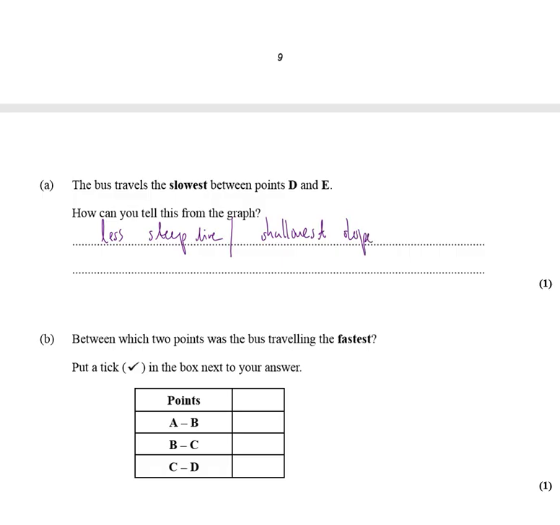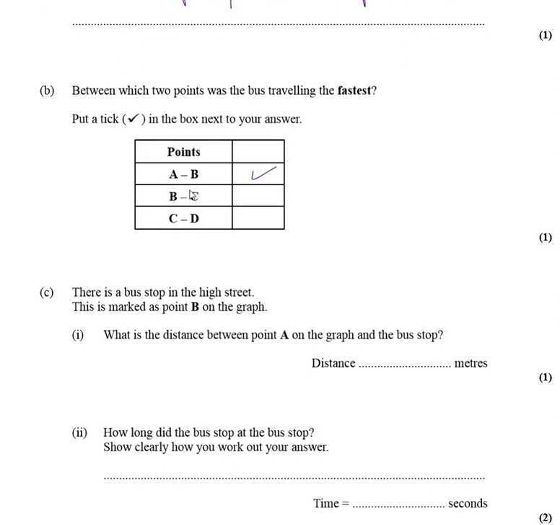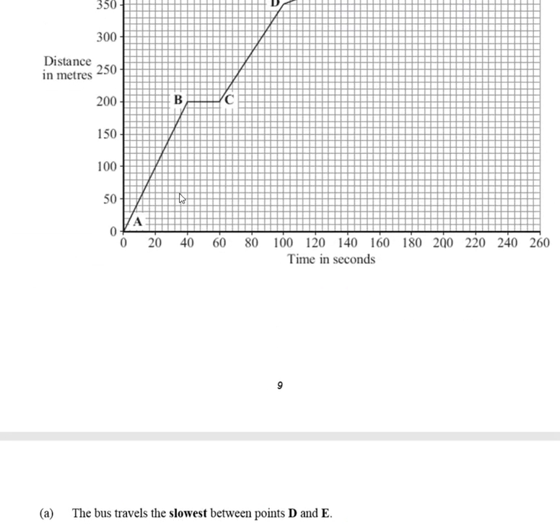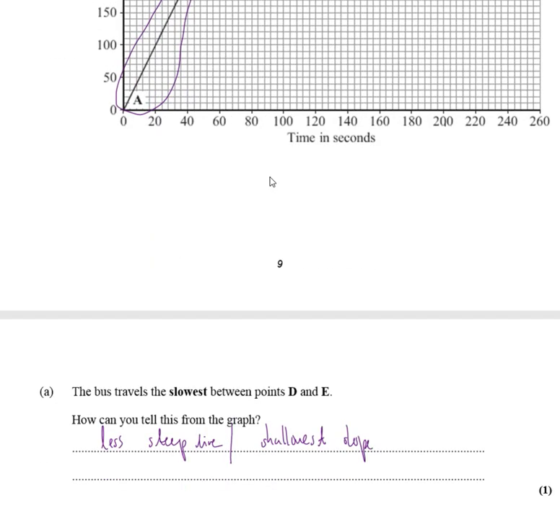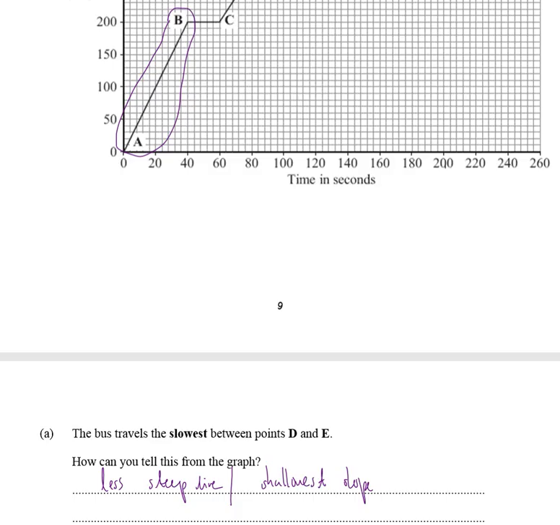Now, which one has it traveled the fastest? Fastest is going to be, of course, A and B. Why? Because look how steep this is. Again, because this is the steepest slope.